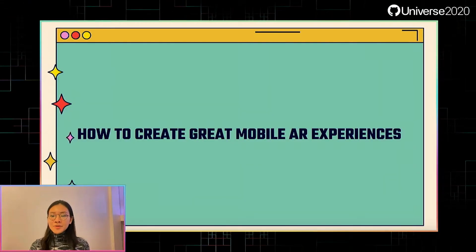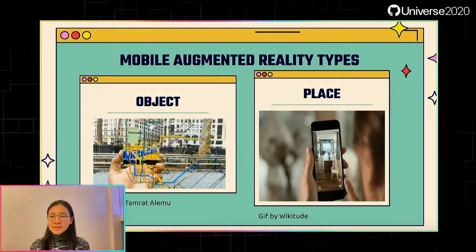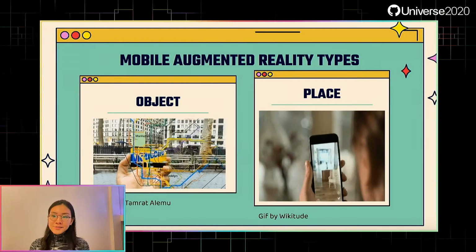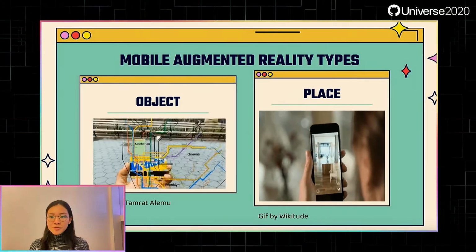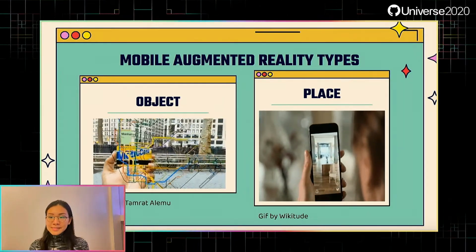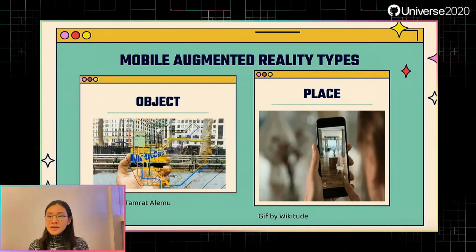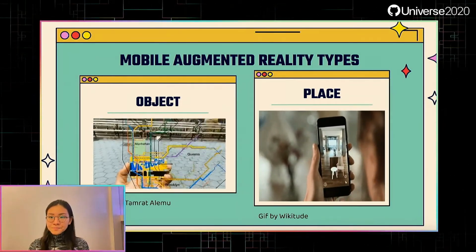So at a high level, there are presently two types of mobile augmented reality experiences. You're either augmenting an object or you're augmenting a place. Augmented objects are things like face filters or making a poster, card, or some other 2D screen come to life. Augmented places are things like location-based tours, visualizing furniture in a space, or creating a fictional narrative.